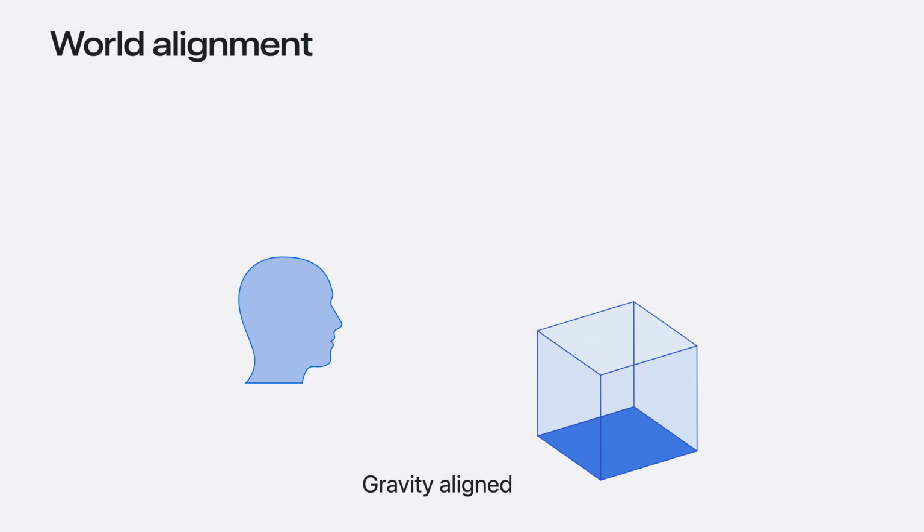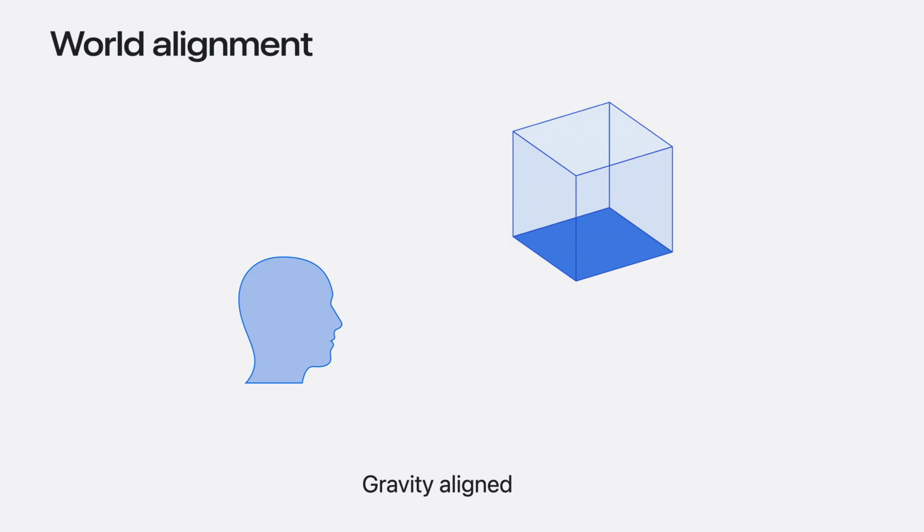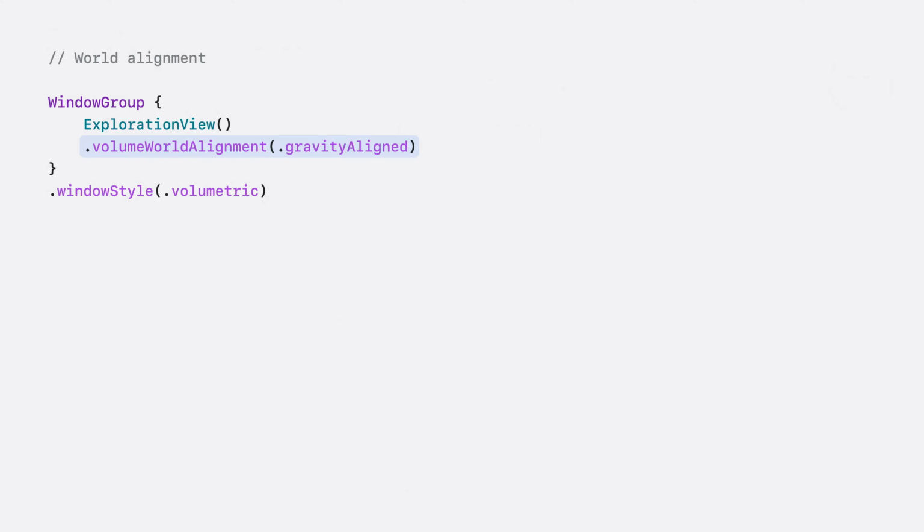However, some volumetric apps don't require a lot of interaction, or are designed to provide more ambient content. In these cases, the gravity-aligned behavior is better. The volume world alignment modifier allows overriding the adaptive alignment, keeping the volume aligned with the floor. Also, volumes can now be made dynamic scale.